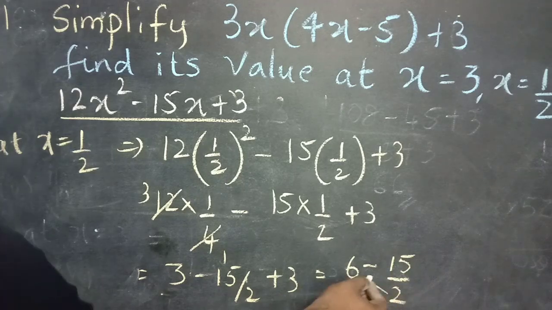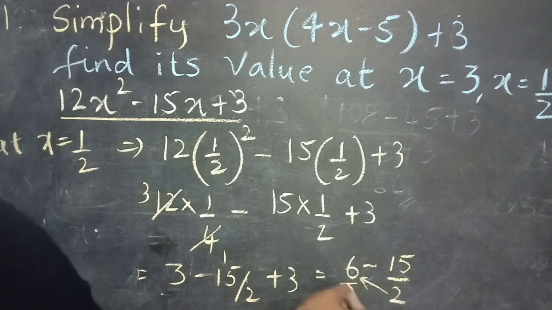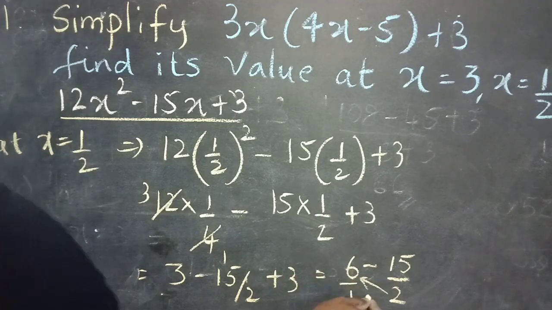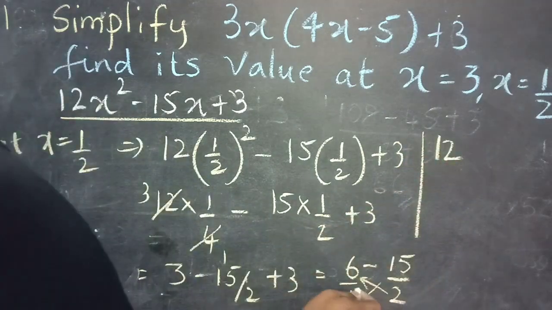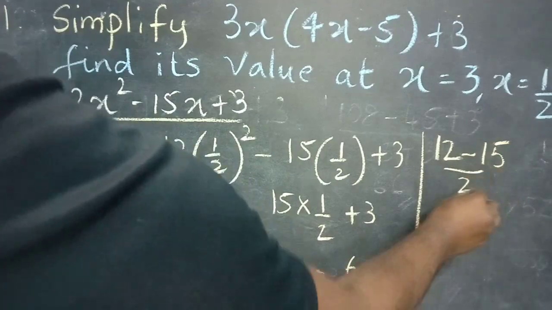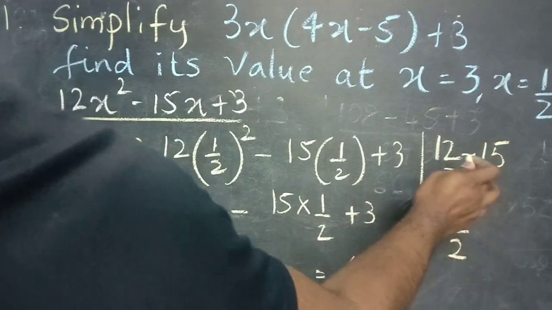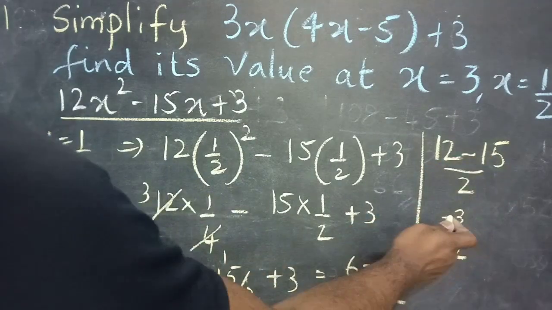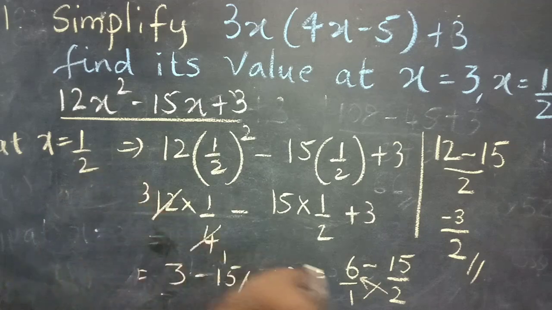Now multiply 2 into 6, that is by LCM or by butterfly method. I'll add 6 as 6 by 1. Now 2 into 6 is 12. 15 into 1 is 15 divided by 12. What we get? 12 minus 15 is minus 3 divided by 2. Because the bigger number sign is minus, we are putting minus sign here. The value of this expression at x equals 1 by 2 is minus 3 divided by 2.